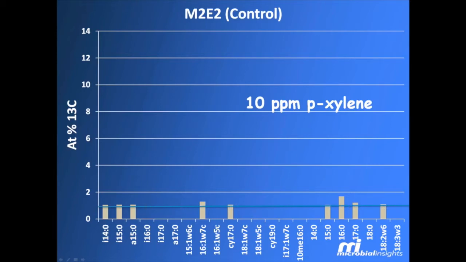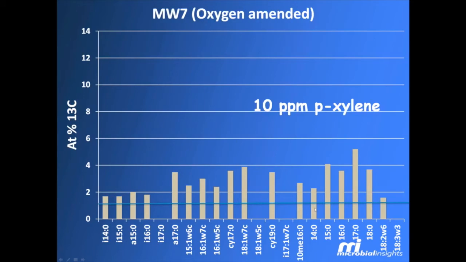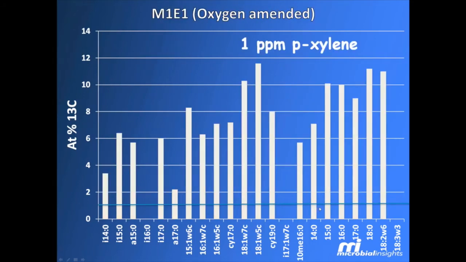This is the control. So you can see there is some incorporation that's not terribly high. Here is one of the oxygen amended ones. As you see, the bars have gotten a lot higher. And here's the other well. And here's the third well, where we're seeing the greatest activity with oxygen amendment.